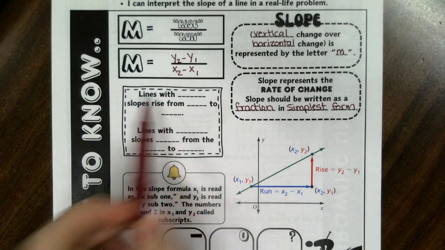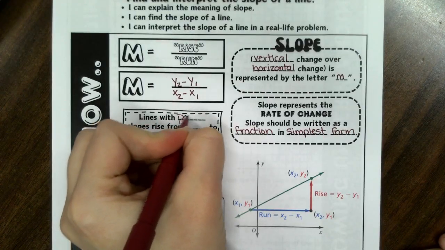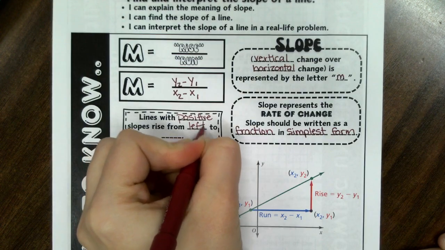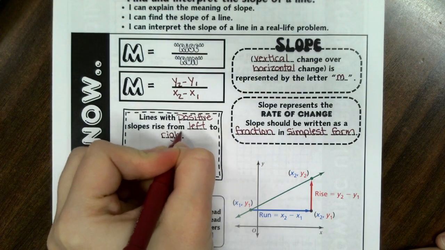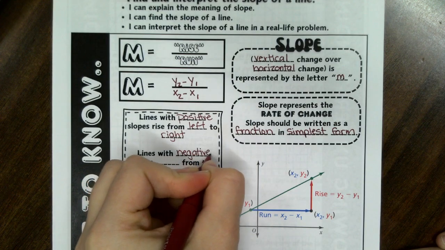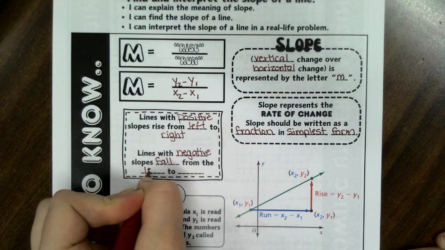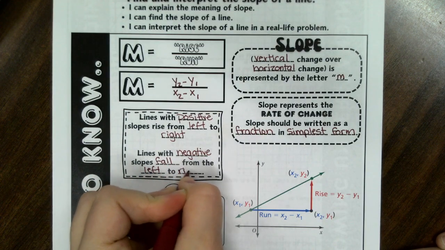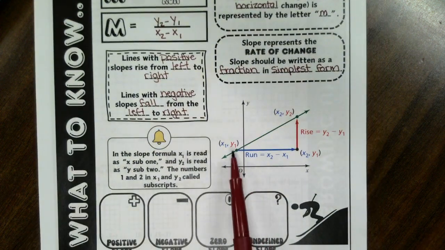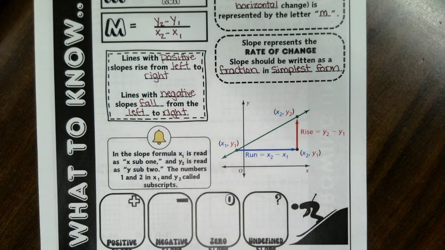And then here, we're going to fill this one in. Lines with positive slopes rise from left to right, and lines with negative slope fall from the left to right. Okay, so look at this one. It is rising from left to right, so it is a positive slope.